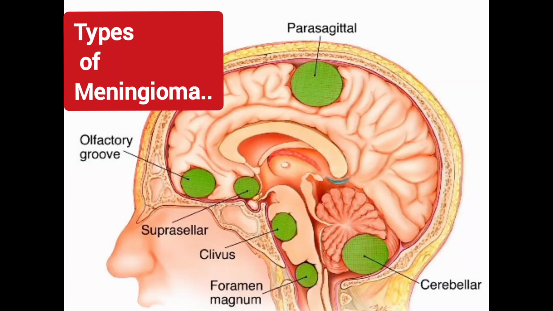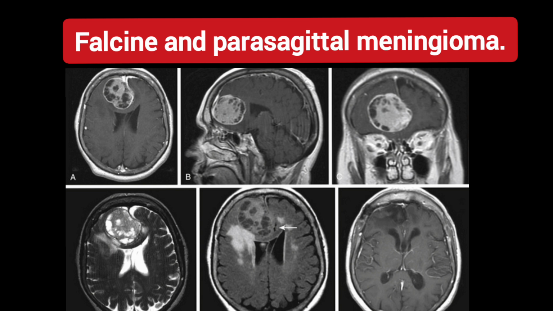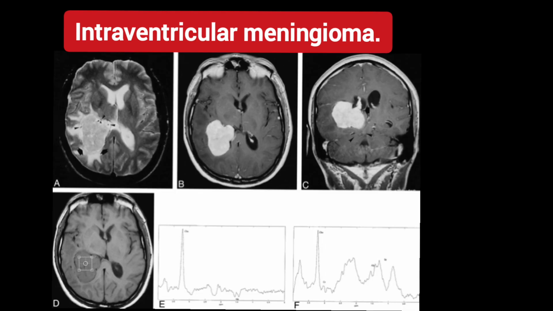Types of meningioma. Convexity meningioma grows on the surface of the brain directly under the skull. Falcine and parasagittal meningioma forms in or next to the falx, a very thin layer of tissue between the two sides of the brain. Intraventricular meningioma forms within the ventricular system. An intraventricular meningioma may cause a blockage of CSF flow, leading to hydrocephalus.